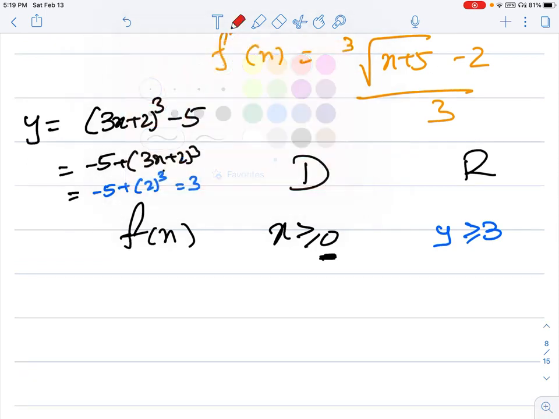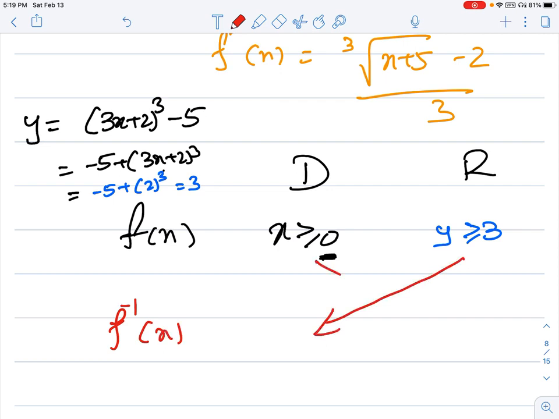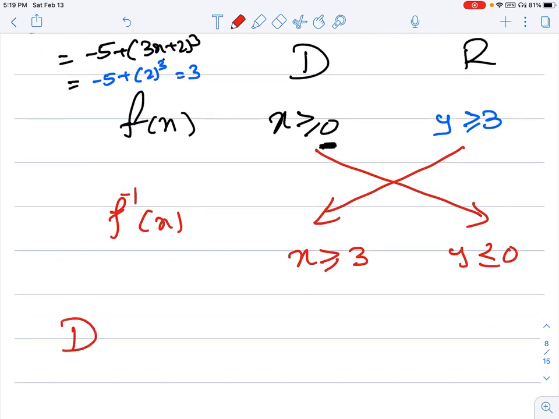But now I require it for f inverse of x. So for f inverse of x, they get swapped. The domain will become range and range becomes domain. So what is the domain of f inverse of x? Domain of f inverse of x will be x greater than or equal to 3. So the range of f of x will be the domain of f inverse of x.